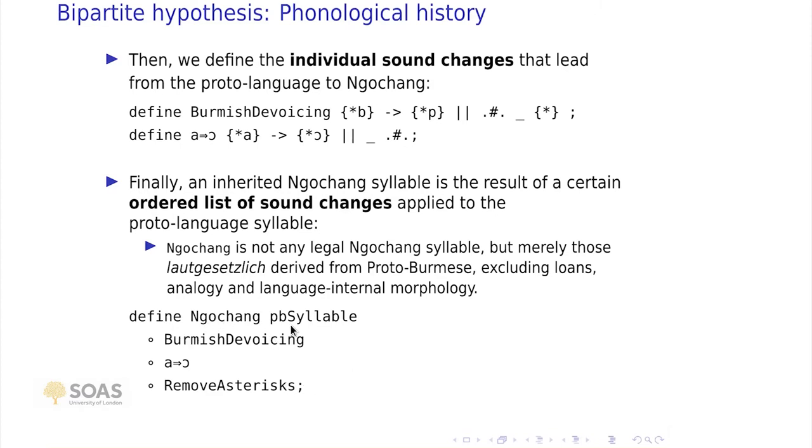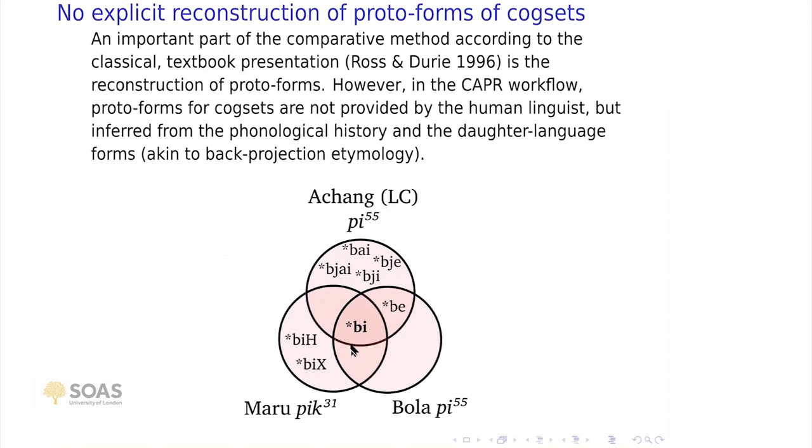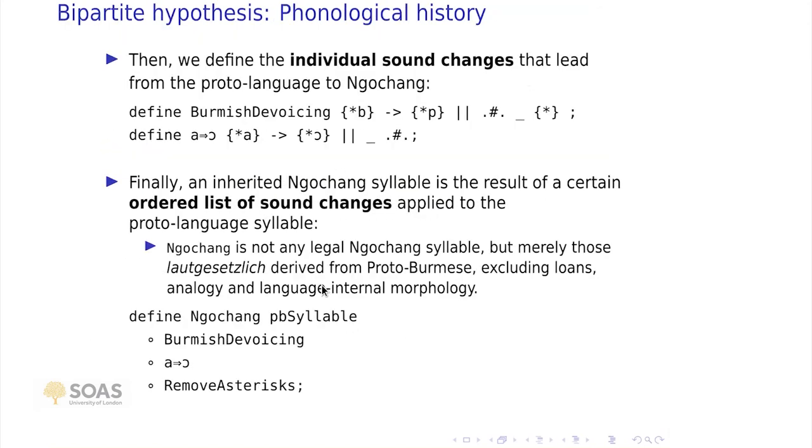So how do you define it? Well, you take the actual proto-syllable, you take the proto-phonotactics, and you apply the sound changes one by one on it. So first you apply the devoicing, then you apply R to O. And so here you get essentially an ordered list of sound changes applied to the proto-language syllable.